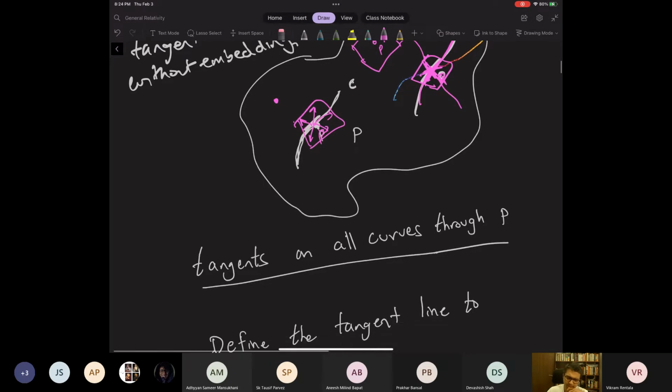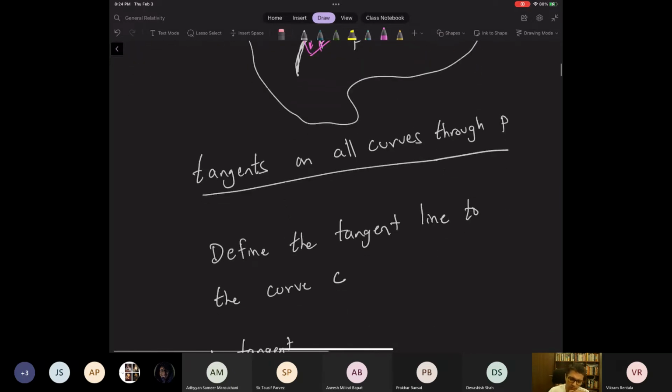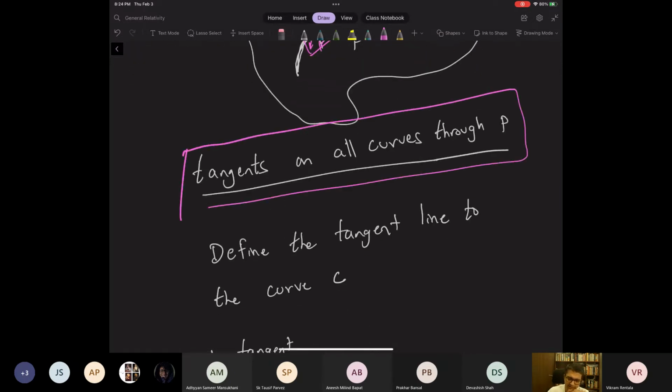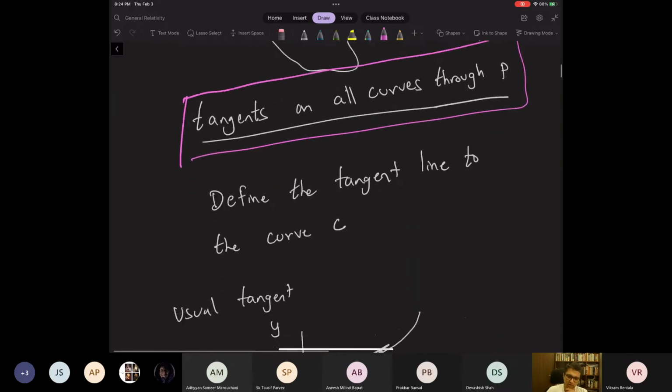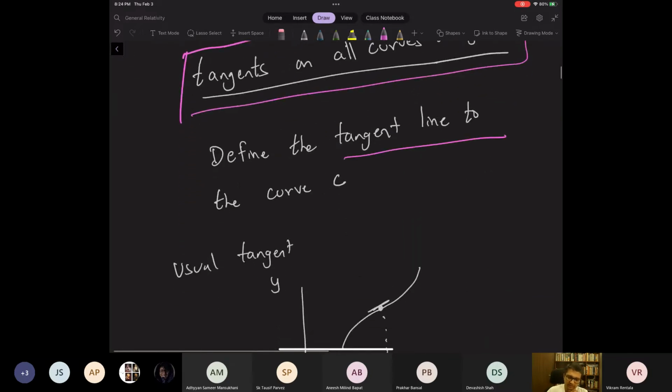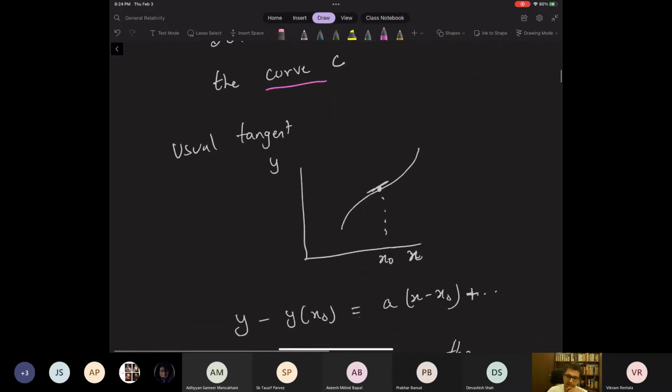So what we want to do is roughly define the tangents for any curve C at the point P. So we want to define a notion of the tangent line to the curve C. Let's think about how we usually define the tangent, let's say for 1D functions.